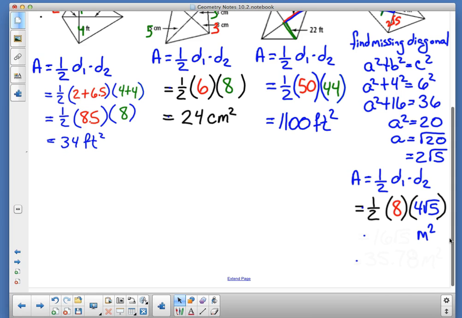If I have in directions, hey, I want you to put this in simplest radical form, I want 16 the square root of 5. If I have on the directions, hey, I want it to the nearest 10th, 100th, 1000th, or even if I don't, always go to the 100th, you got that, 35.78 meters squared. Let your finger do the walking. It's a snap on that calculator, right?